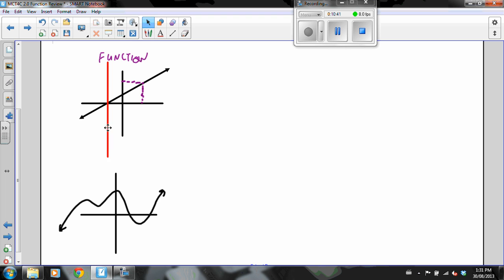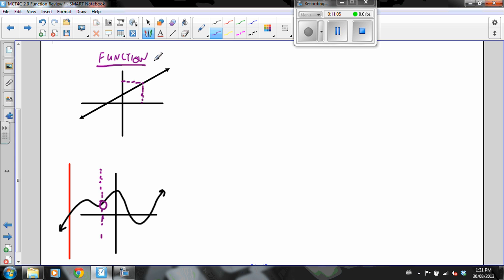But what I can do is grab a vertical line and see, does it cross the graph always in one spot? And how I do this in your notes, because obviously you can't record this into your notes, is just show that the vertical line only hits it in one spot.